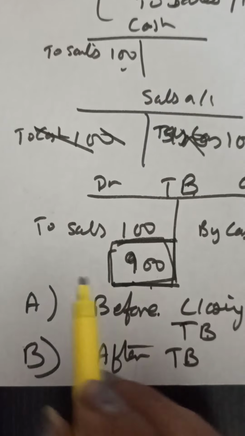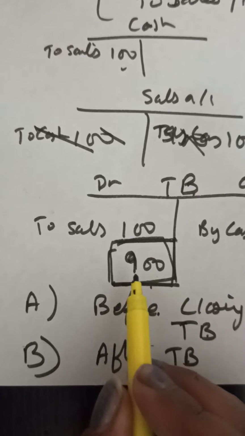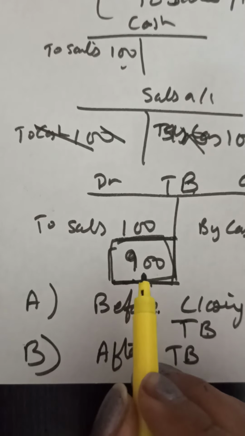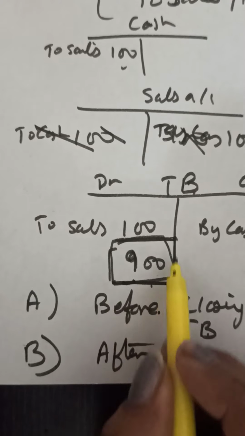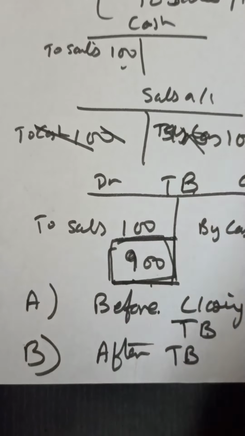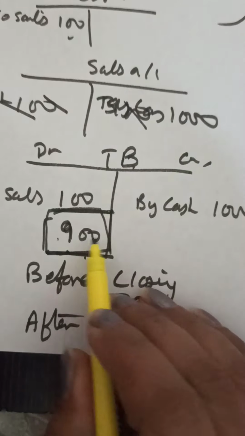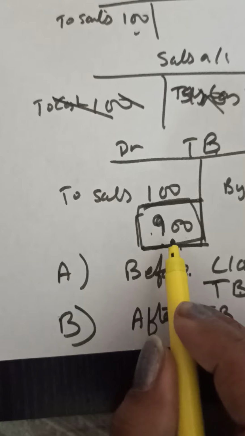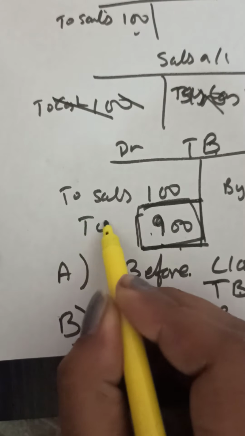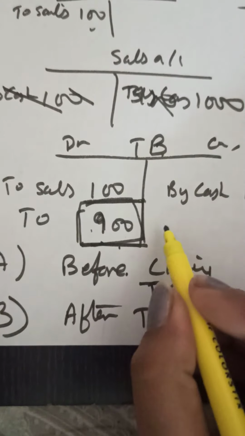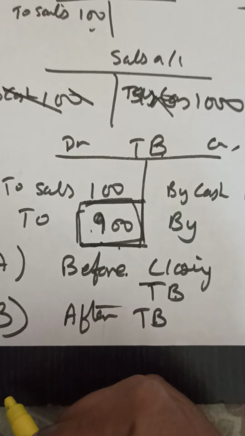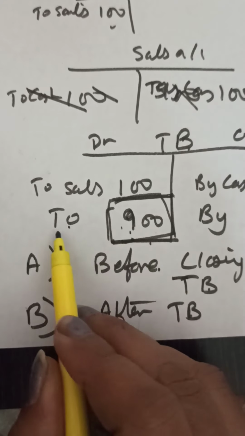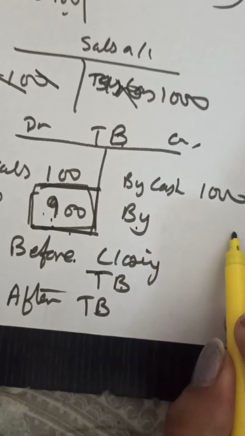So what will I do? To undercasting of the trial balance. That means the trial balance is shortened by rupees 900. If we add 900 on this side, the trial balance will be 1000 on both sides. So when the amount is short on the debit side, we use the word "to". When the amount is short on the credit side, we use the word "by". That is for undercasting: to undercasting, by undercasting.